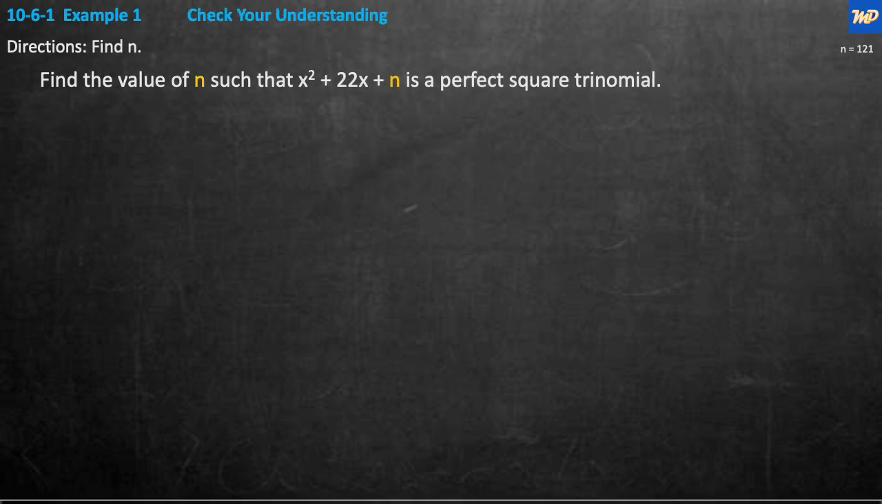Okay, example 1, check your understanding. Find n. They'd like you to find the value of n such that x squared plus 22x plus n is a perfect square trinomial. Go ahead and try it on your own. Come on back, and when you're done, we'll do them together.